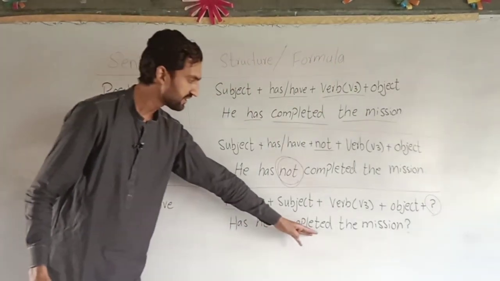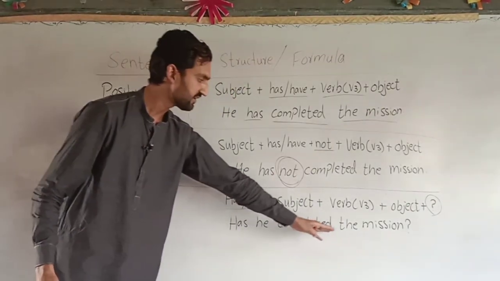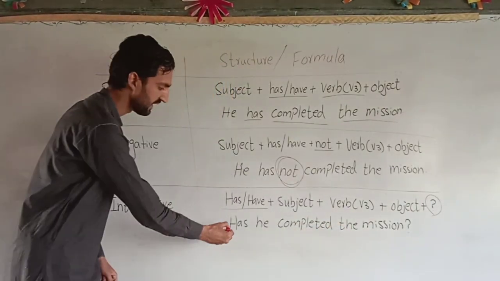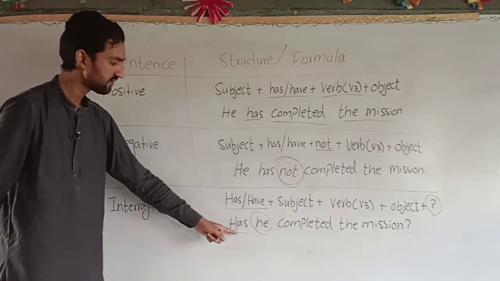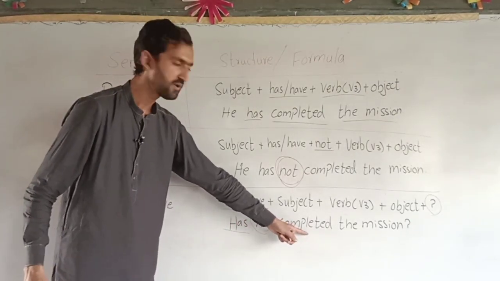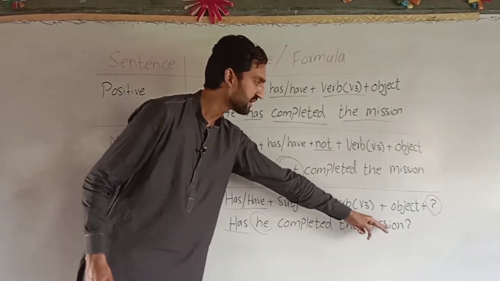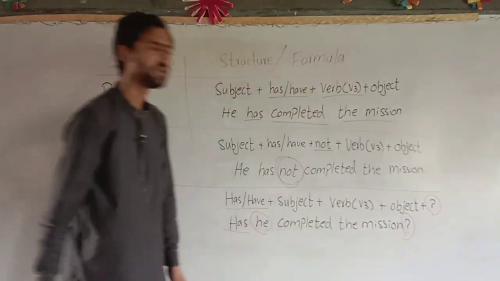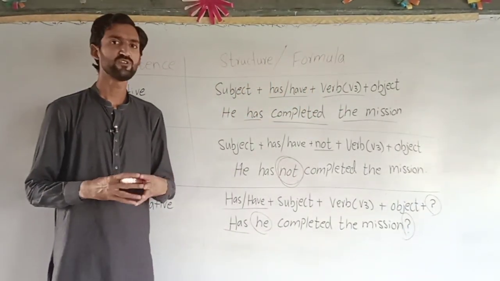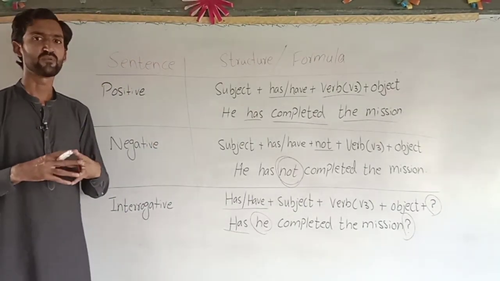Let's see an example. Has he completed the mission? So has comes before the subject. After that we have the verb completed the mission, and end with a question mark. So this is about the structure of present perfect tense.